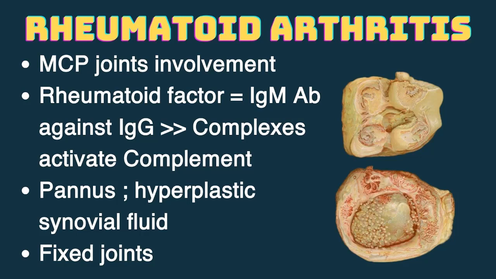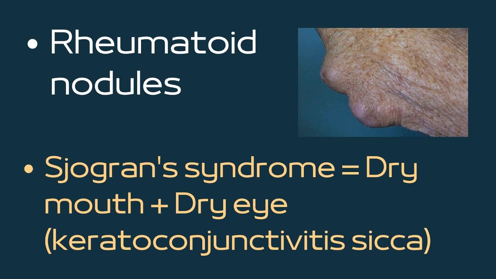Okay, so this picture right here has been very commonly shown on boards because it shows the classic ulnar deviation of the joints that one expects. Notice it's a symmetrical disease. You usually have it in both extremities. And what are these called? Those are rheumatoid nodules. Can you see them in any other disease? Rheumatic fever. Those are the nodules of rheumatic fever.